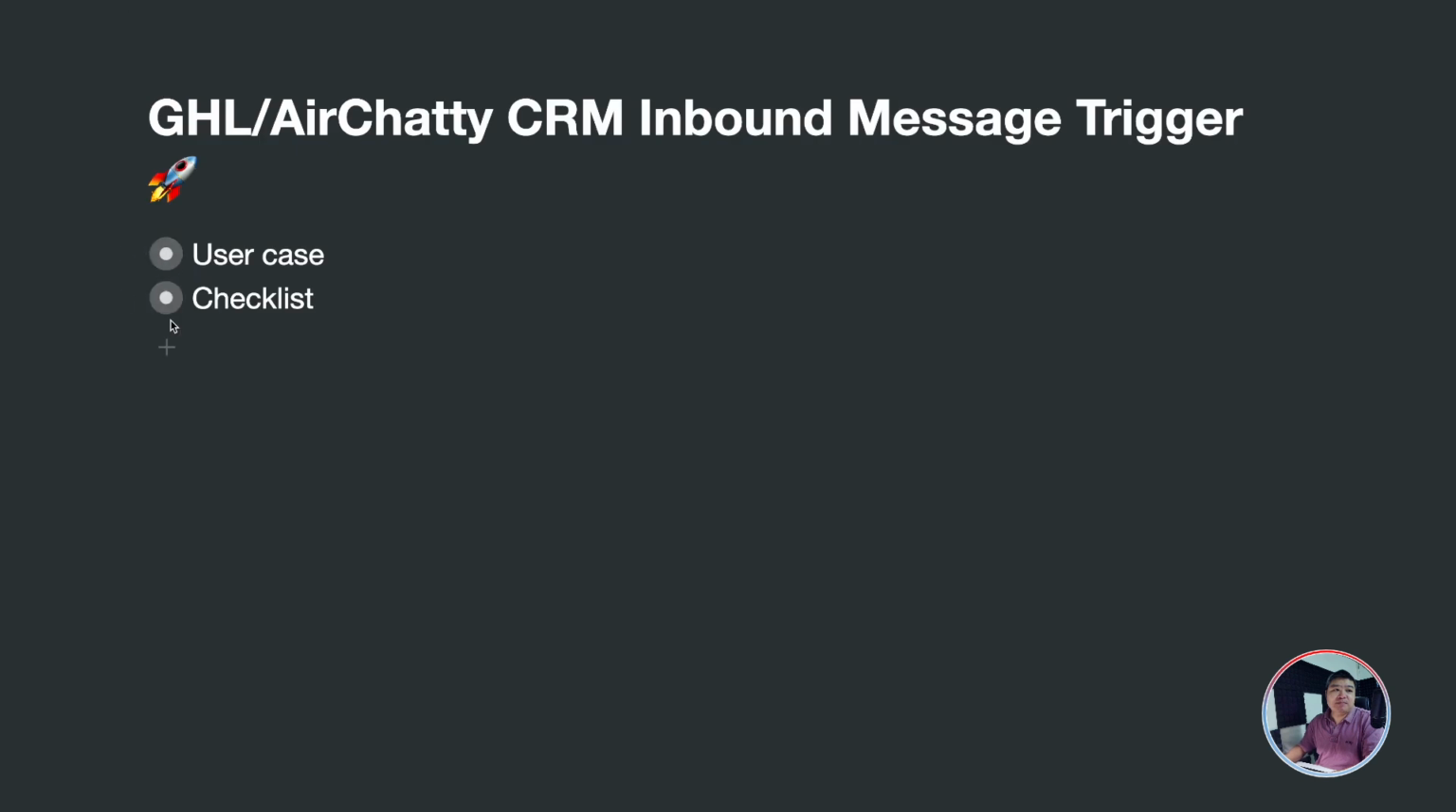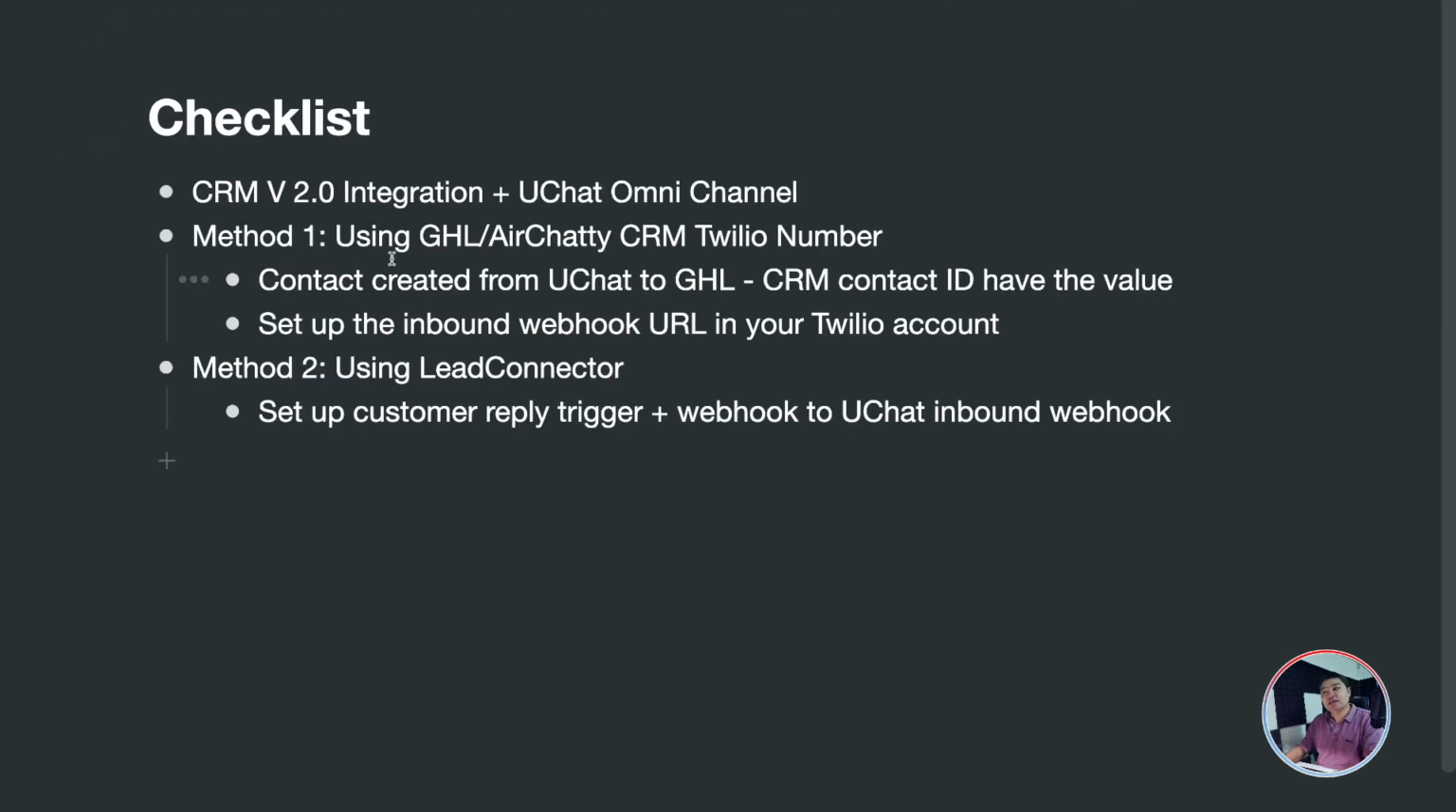So let me explain how to use this trigger, how to set it up, and how to capture the user response from Go High Level to UChat. Okay, so basically there are two ways. And first of all, I want you to understand this will only work if you are using Go High Level version 2, the version 2 integrations. In UChat, you can find the CRM version 2 integrations, and it also only works in the UChat Omni-Channel. Okay, these are two very basic conditions.